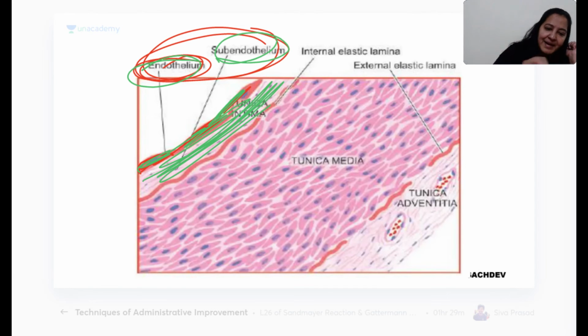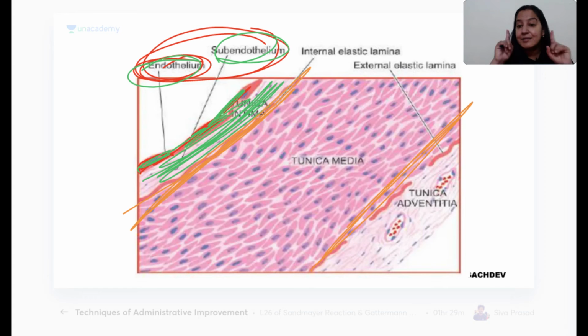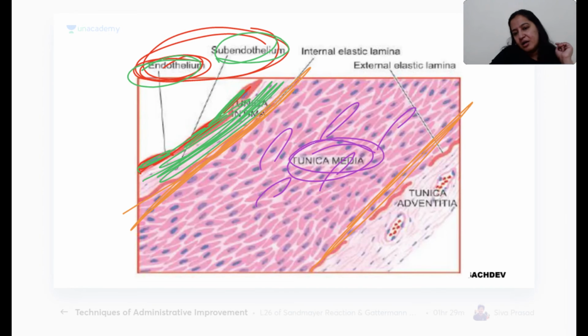Then the middle layer is media. Intima के बाद media. Media contains smooth muscle cells. The pink colored cells you can see. You can see the pink or purple colored cells. These are all smooth muscle cells. This is tunica media. It contains smooth muscle cells. Smooth muscle cells are present only in media, neither in intima nor in externa. They are present only in media.